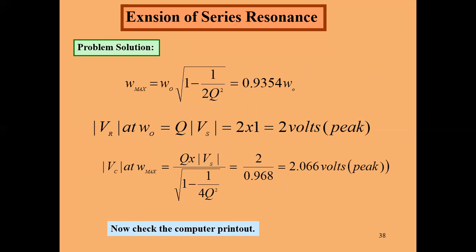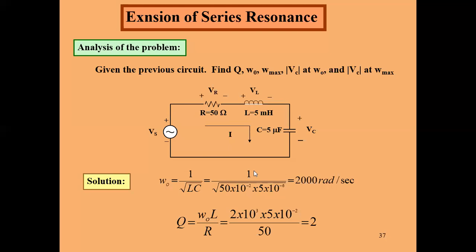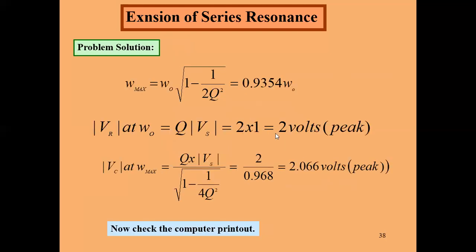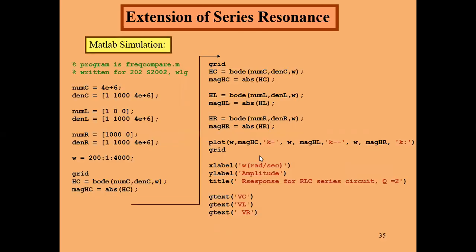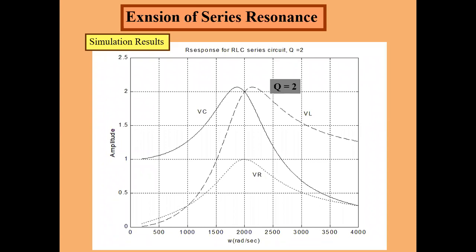So we have to find the omega max. Here omega 0 is 200 radians per second, and omega max is equal to omega 0 into the square root of bracket 1 minus 1 by 2Q square, which gives 0.9354 omega 0. That is the solution. And the voltage at omega 0 is equal to Q into the voltage at omega 0 and the voltage at omega max.